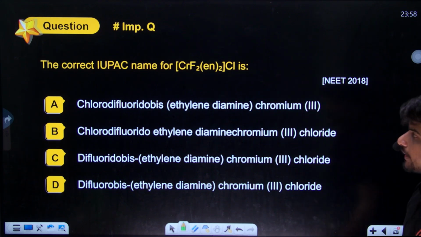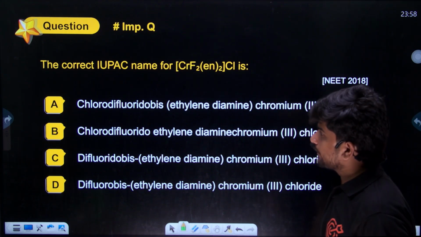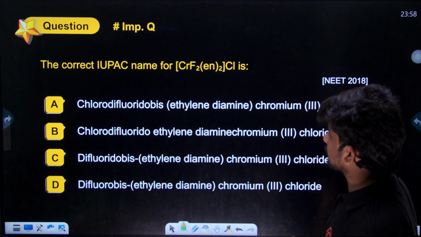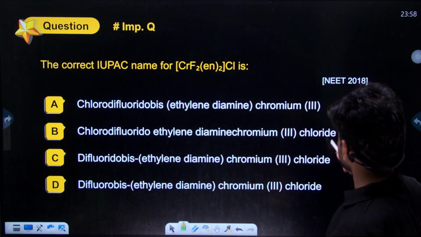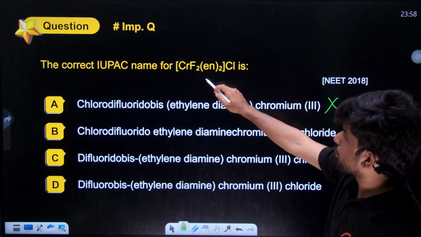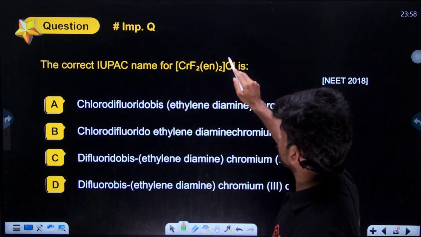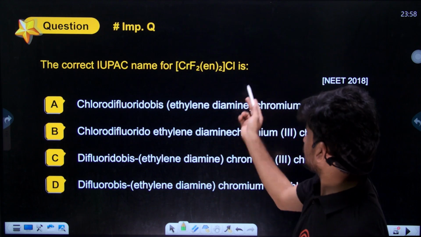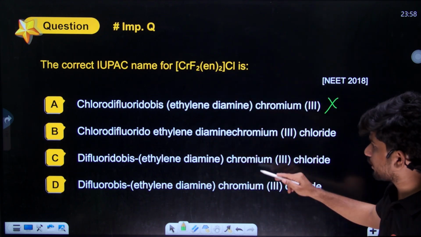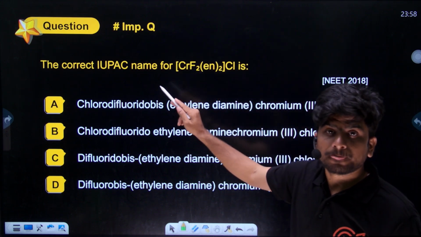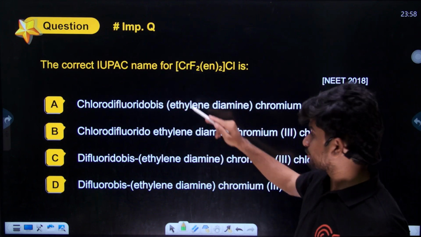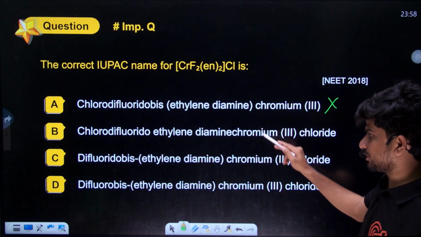Next, the correct IUPAC name for chromium F2 en twice Cl. So you have chloride at last. So this is not there. You have chromium charge as -2 and +1, so you have 3 overall. So 3 chloride. You have this in the cationic part. So you'll be writing chromium. So this is also correct.